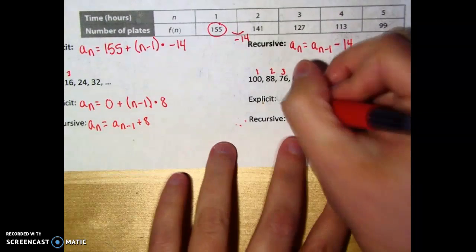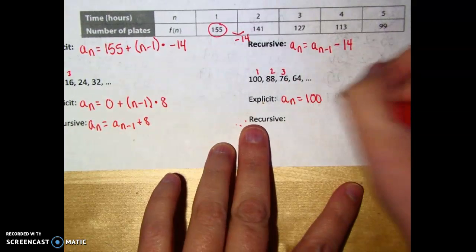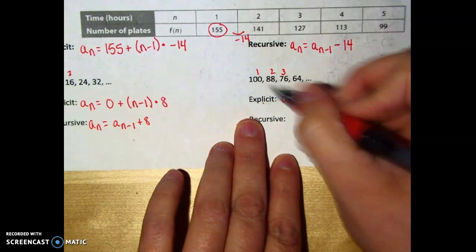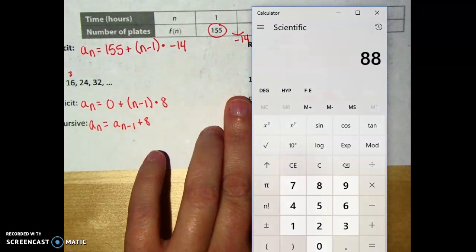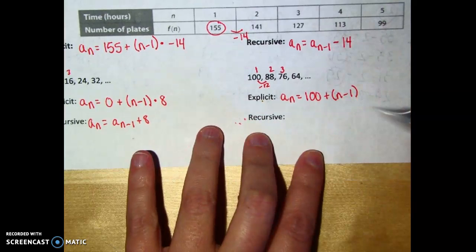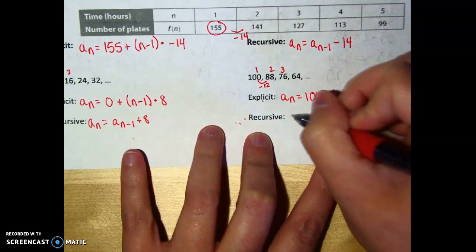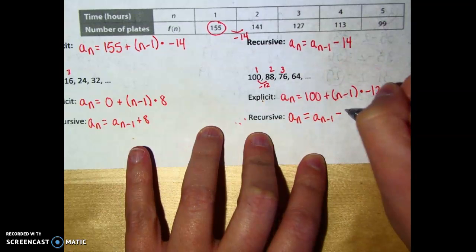And this one over here, first term is 100 plus n minus 1 times, it's a negative something. If you don't know what 88 minus 100 is, get out your calculator. So it goes down by 12 each time. So times negative 12. And down here, a sub n equals a sub n minus 1 minus 12.